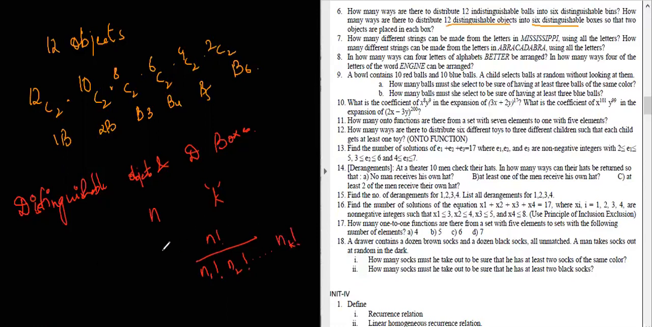So there are total 12 objects, so 12 factorial by, how many should we place in the first box? We are placing only 2. So 2 factorial, similarly in the second, so we will write 2 six times. Okay, so this will give us the result 12 factorial by (2 factorial) whole power 6. Okay, so this is the result for the next problem.